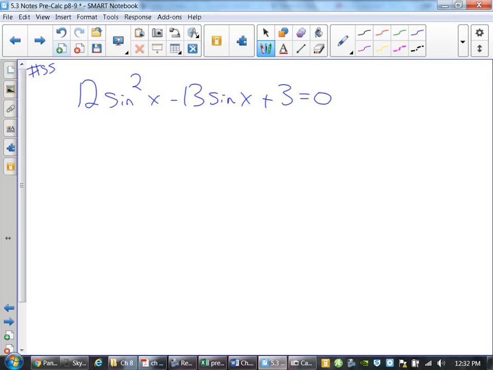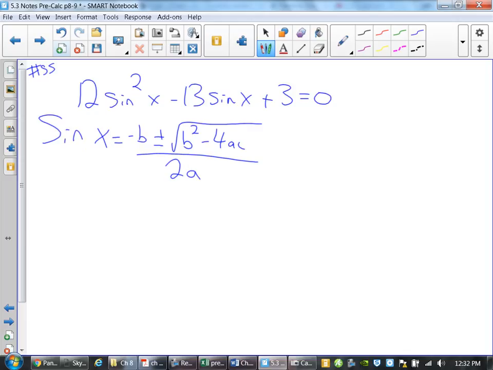When you're looking at it, you're still plucking out the coefficients like you would normally. So you sing the song: x equals negative b plus or minus the square root of b squared minus 4ac, all over 2a. I made a quadratic formula song. Now remember, it's not just x, it's sine of x that's going to equal this.